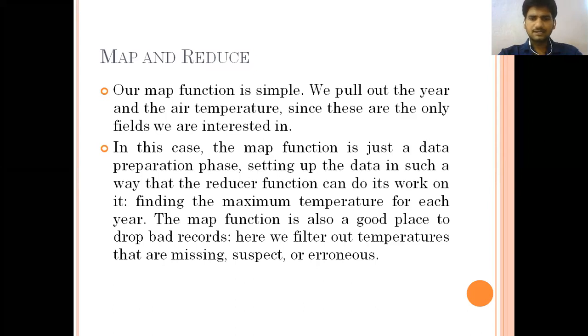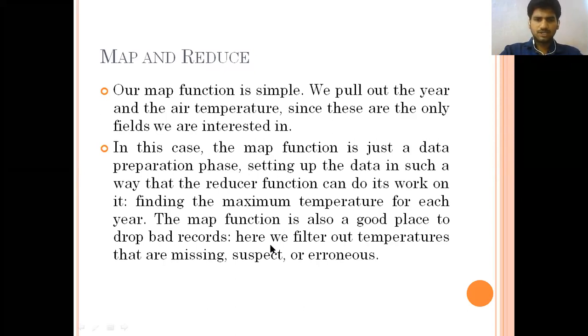Bad records means the data is missing, or there is a suspected or erroneous value. See this, something is missing, or the data is suspect, or we have an error in the data. Such types of data are available in the data set, and they are removed in the mapper phase.